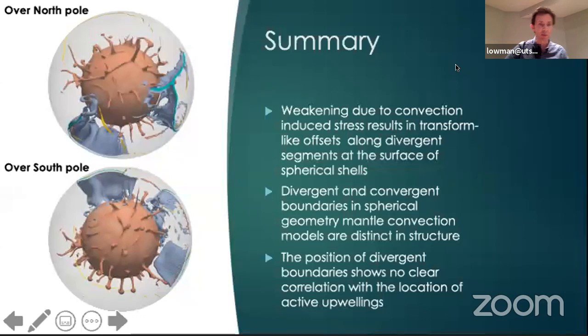So to summarize what we've found so far, weakening due to convection-induced stress results in transform-like offsets along divergent segments at the surface of spherical shells. Divergent and convergent boundaries in spherical geometry mantle convection models are distinct in structure, and the position of divergent boundaries shows no clear correlation with the location of active upwellings.